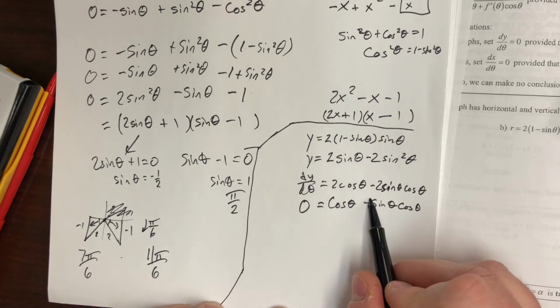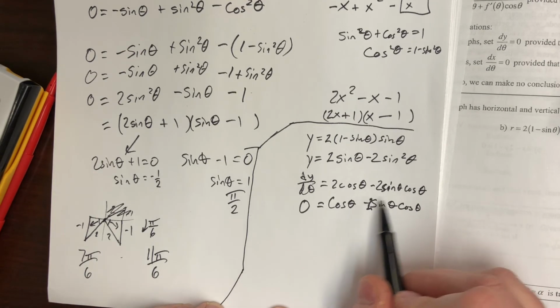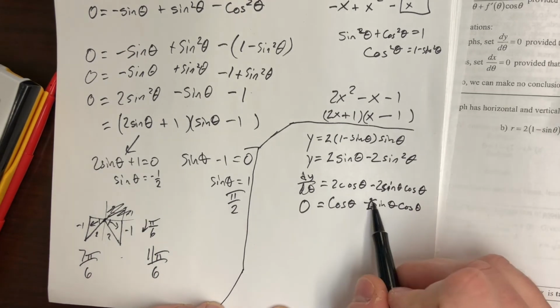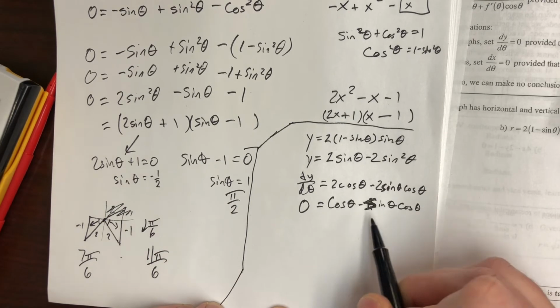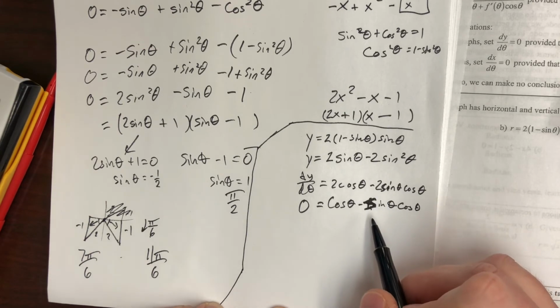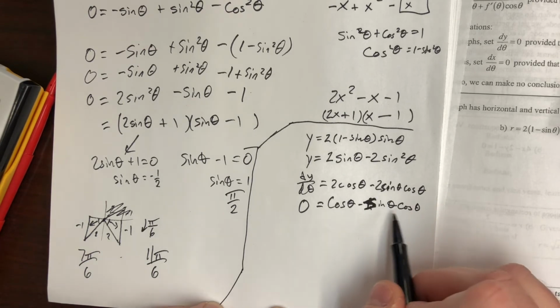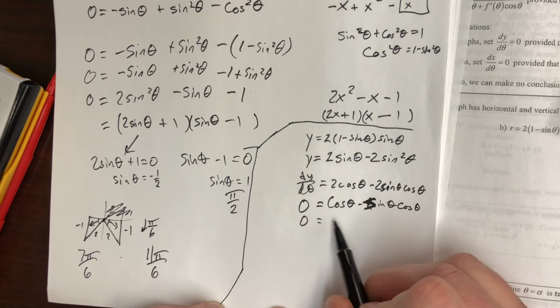So now, that's a 2. Why, that's not a 2. The 2, I divided it by 2. Oh, boy. All right. There, I didn't do it. It's just an S. Okay, so I'm going to factor a cosine out.